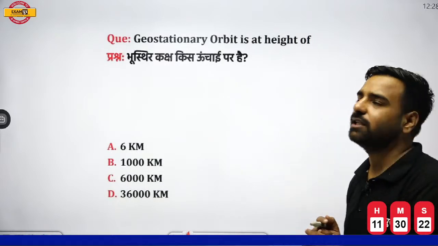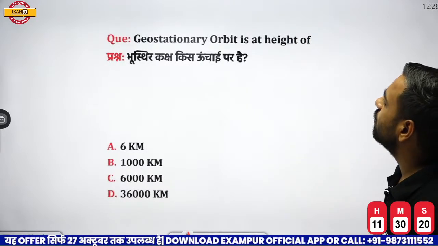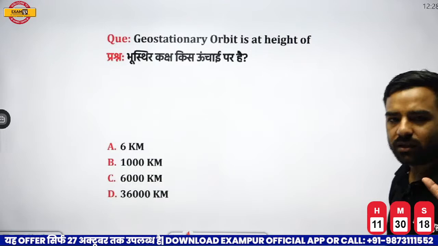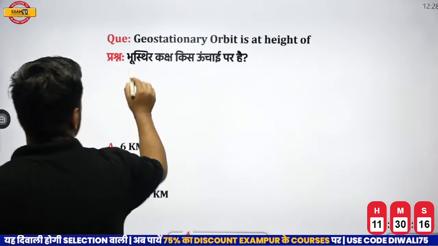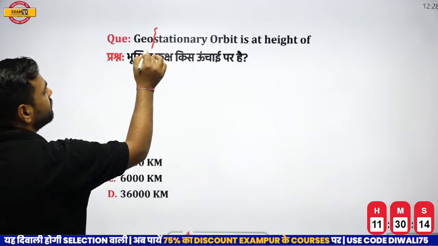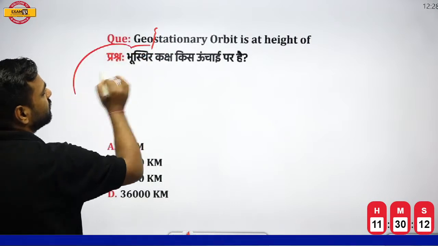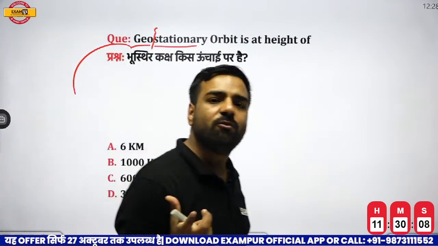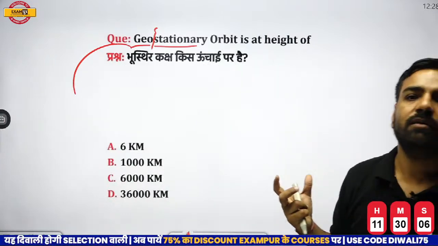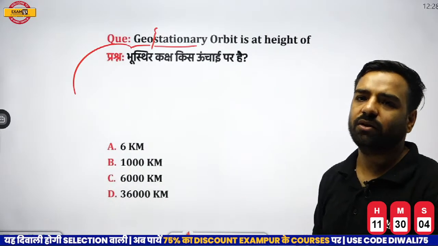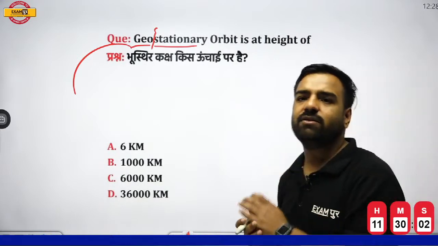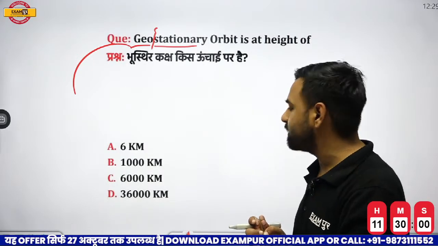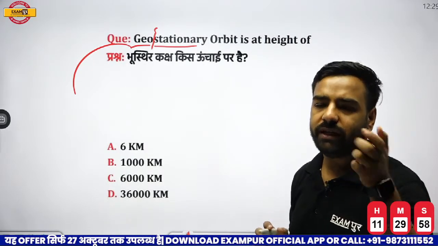Vinod, Vikramaditya, Jagdishan. Question: geostationary orbit is at the height of dash. While you are giving the answer, let me tell you, just try to relate this word. Geo means we are talking about Earth. Stationary means it seems as if it is not moving. Jagdishan is saying 6,000. Okay, so we have the first answer here, 6,000. Vikramaditya is going with 36,000. Then Vinod, waiting for your answer.